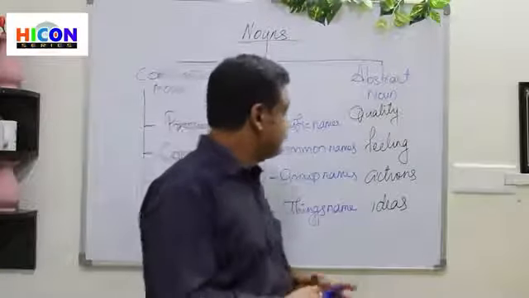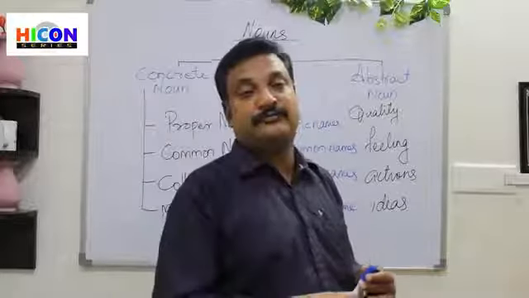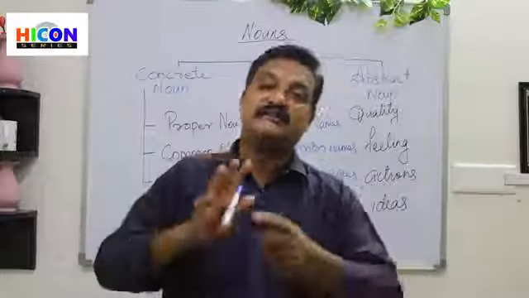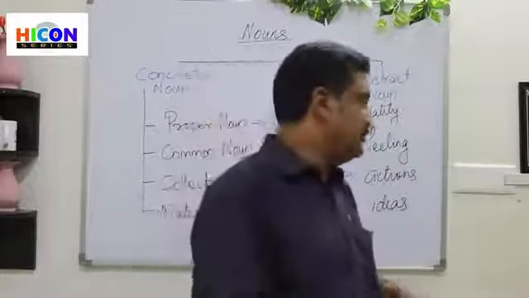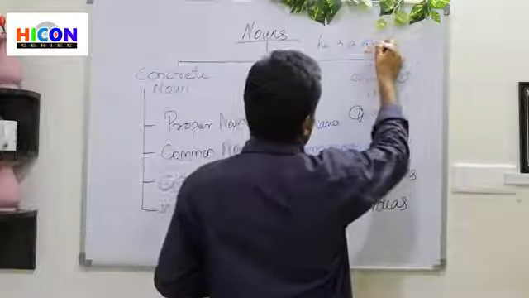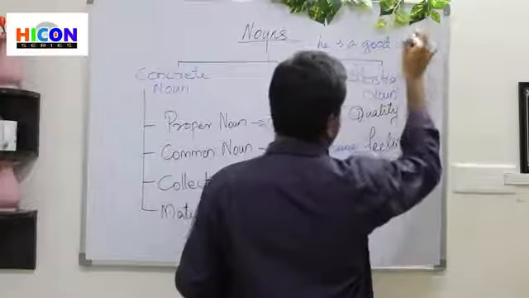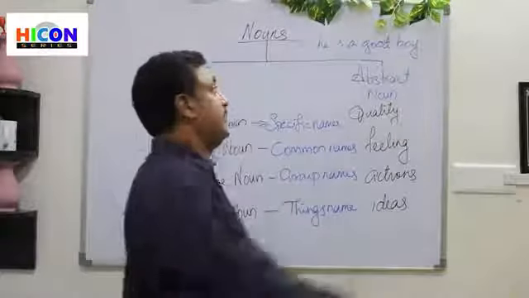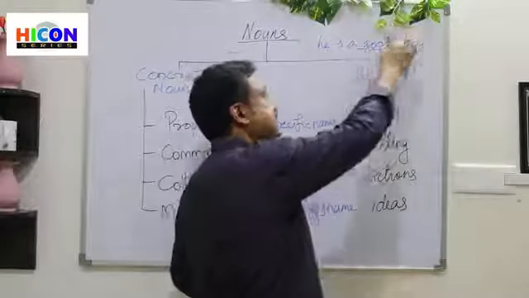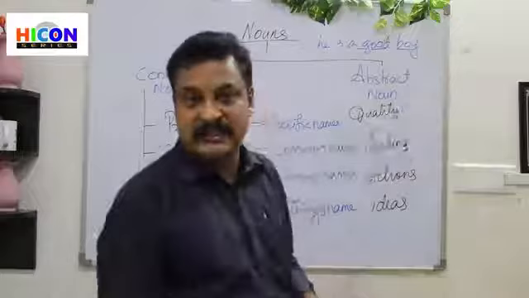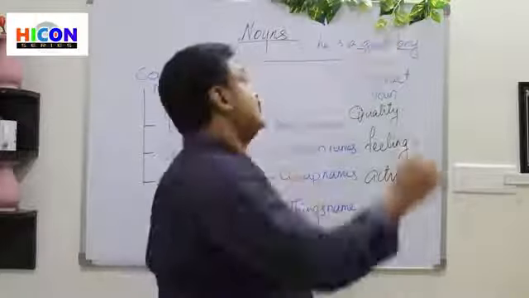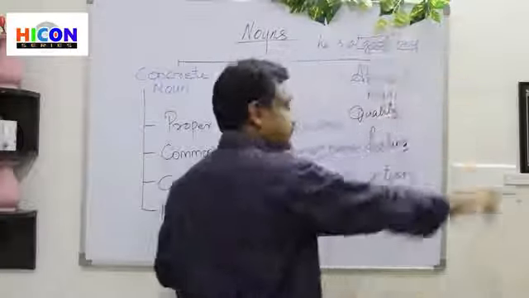Now, abstract nouns usually come from the adjective form of it. Abstract nouns are nouns that usually get derived from the adjective part. For example, as I said earlier, he is a good boy. In that, good is an adjective, isn't it? The word good is describing the word boy, isn't it? So this is a word of description or an adjective.